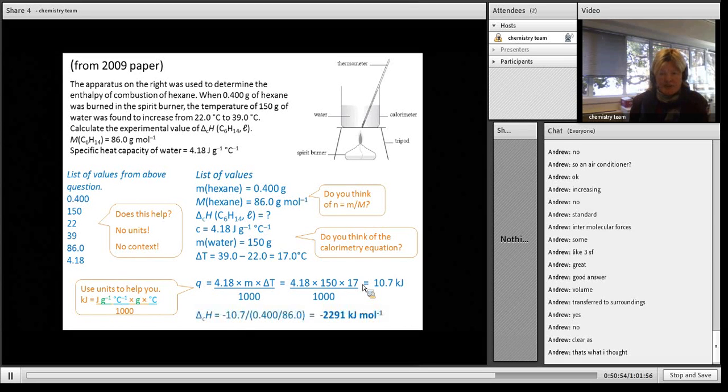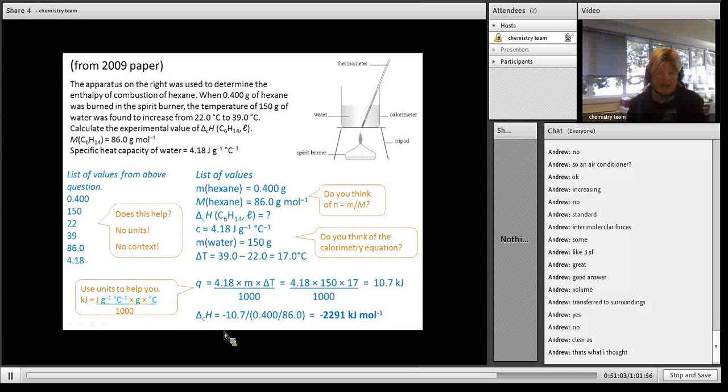Okay, so it's the same sort of thing. You get your kilojoules, but you need kilojoules per mole, so you have to divide by the number of moles. And that's what that 0.4 divided by 86 is. It's the mass divided by molar mass.